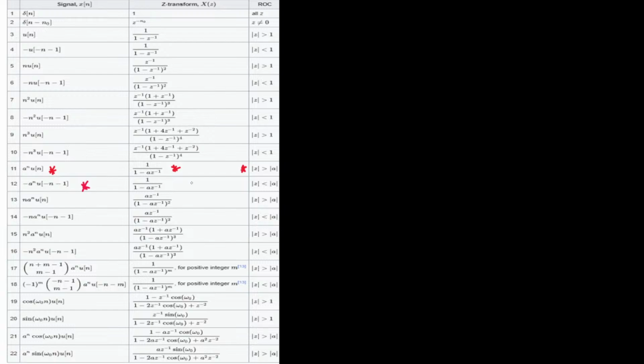And the Z transform of this one is exactly the same as the previous one, but only the region of convergence is going to be different. Before we had z is greater than a. For this pattern, z is less than a. Okay, so the region of convergence is going to be interior.